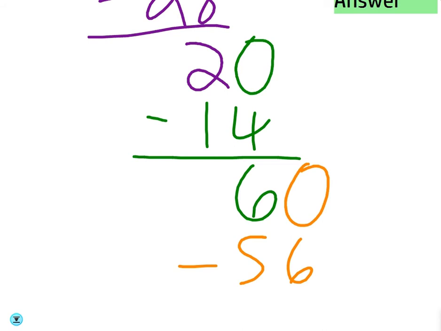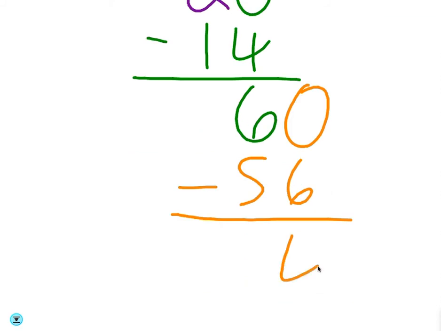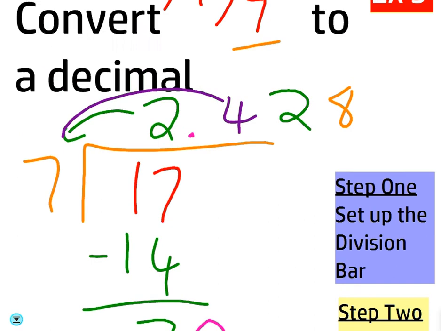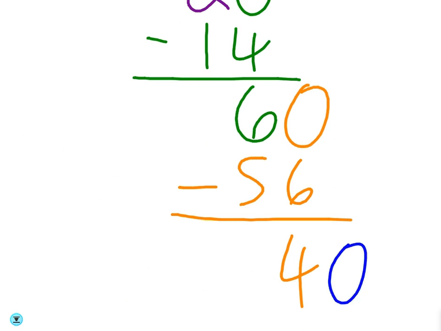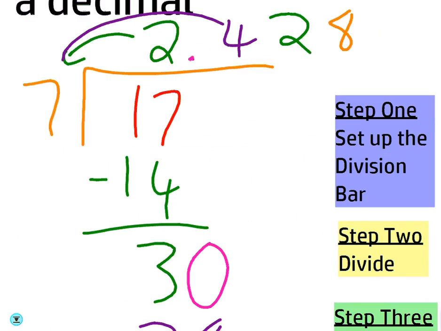How far do we have to keep going? You'll see. Until it repeats. You want to do it all the way, because most teachers only went like three. Until it repeats. Okay? 60 minus 56 is 4. 7 doesn't go into 4, so we need to pull that down. 7 goes into 40 5 times.